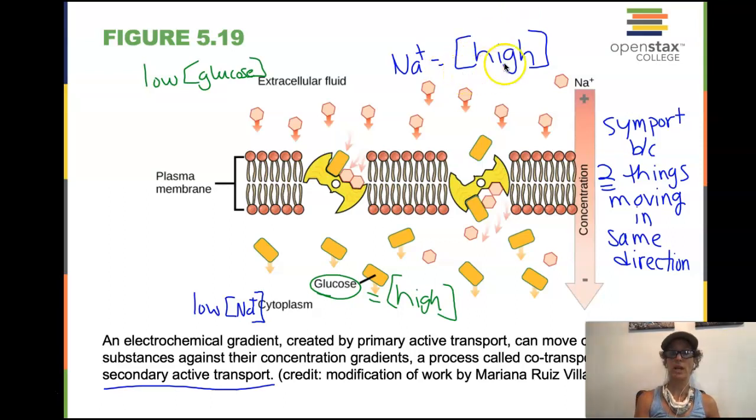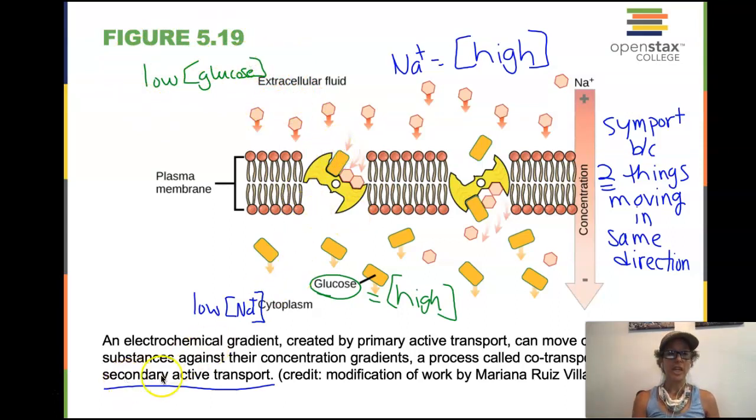We have high sodium outside, we have low glucose. But in our cells, we need glucose as an energy molecule. Even if it's in low concentration outside the cell, we need to bring that inside the cell to use in metabolism. So sodium could, if available, use facilitated diffusion to go through. Glucose would have no inclination to move into the cell because we have a low concentration outside and high inside.